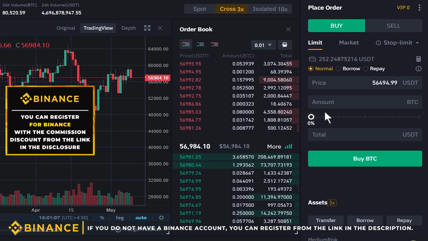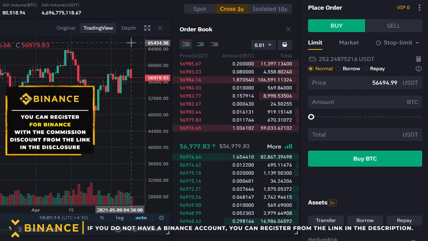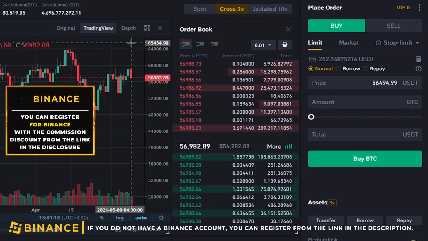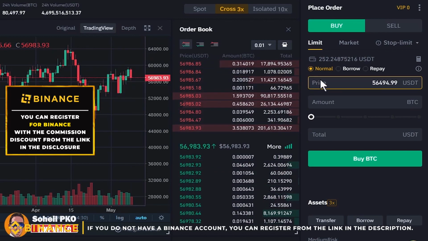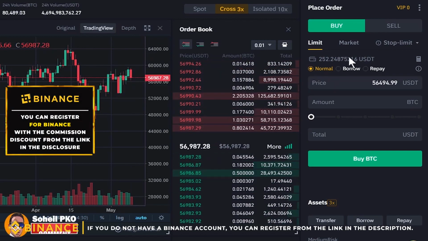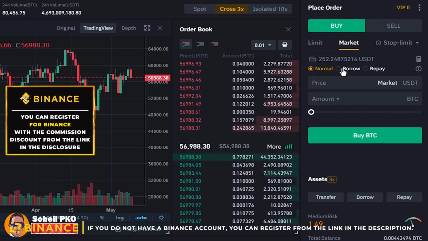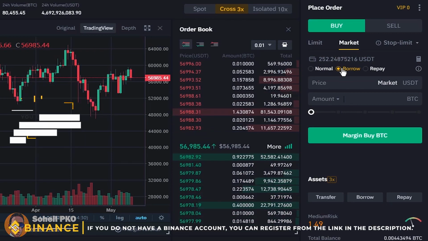Why? Because we believe that the Bitcoin price is going to rise, and then at higher prices we will sell, and after that we repay our debt, which is 168 USDT plus the interest. And by doing this we make larger profits. Let's go to market order and pay attention. It doesn't matter if normal or borrow is selected because we've already borrowed the maximum available amount.